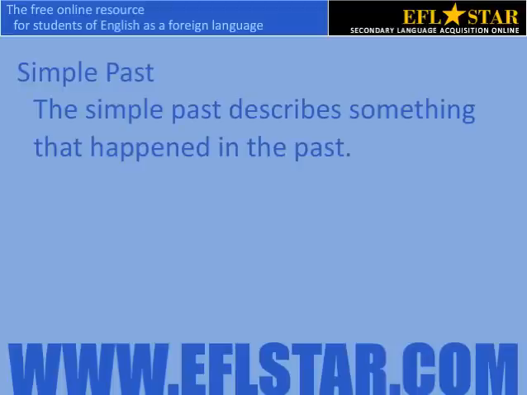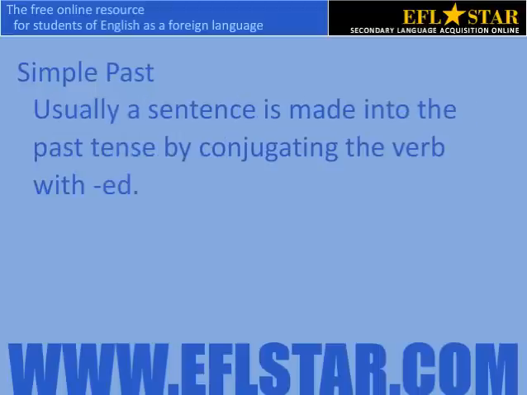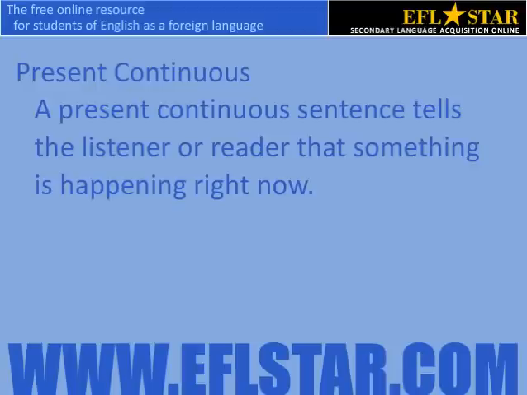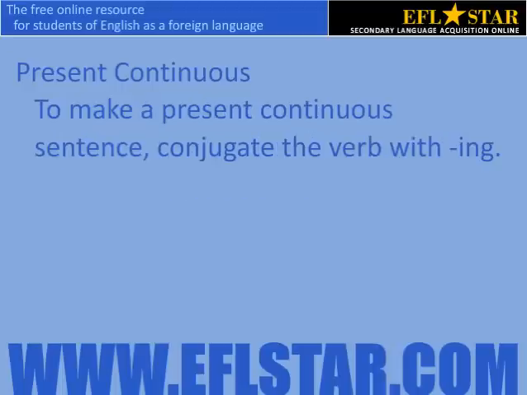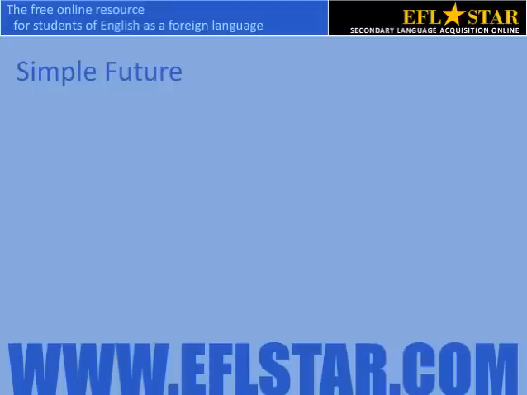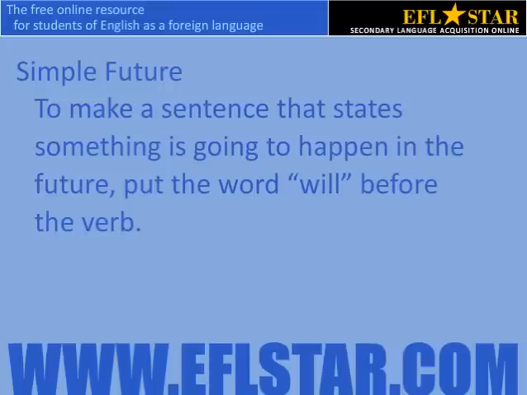Simple past. The simple past describes something that happened in the past. Usually, a sentence is made into the past tense by conjugating the verb with ed. For example, I played soccer. Present continuous. A present continuous sentence tells the listener or reader that something is happening right now. To make a present continuous sentence, conjugate the verb with ing. For example, I am listening to the radio. Simple future. To make a sentence that states that something is going to happen in the future, put the word will before the verb. For example, you will learn English.